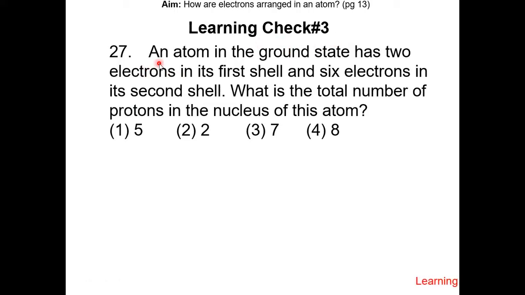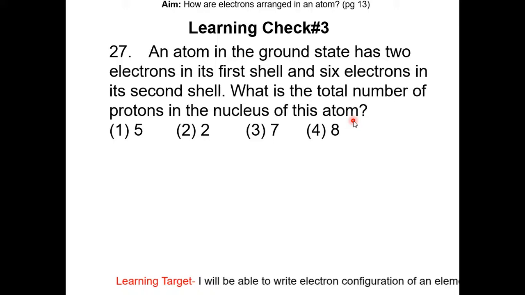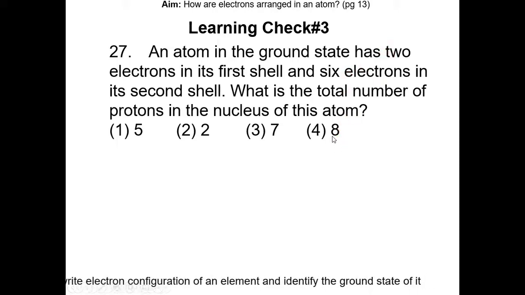Learning check number 3. An atom in the ground state has 2 electrons in the first shell, 6 electrons in the second shell. What's the total number of protons in the nucleus of this atom? So try this yourself. Resume the video once you're done. Okay, so an atom is assumed neutral, so the protons equal electrons. We have a total of 8 electrons, so there must be 8 protons. So choice 4.